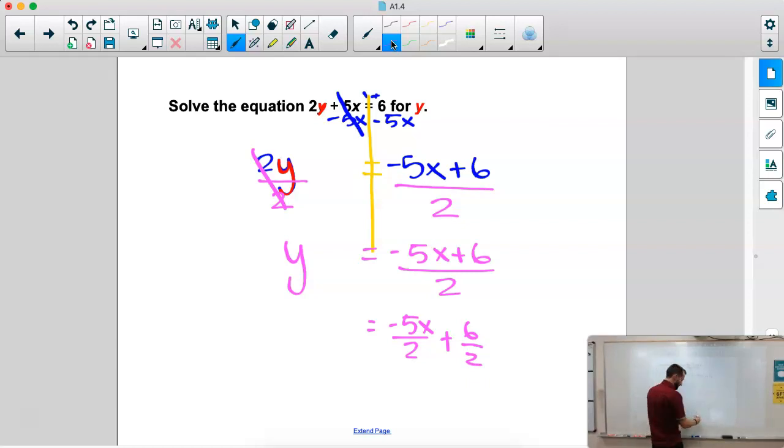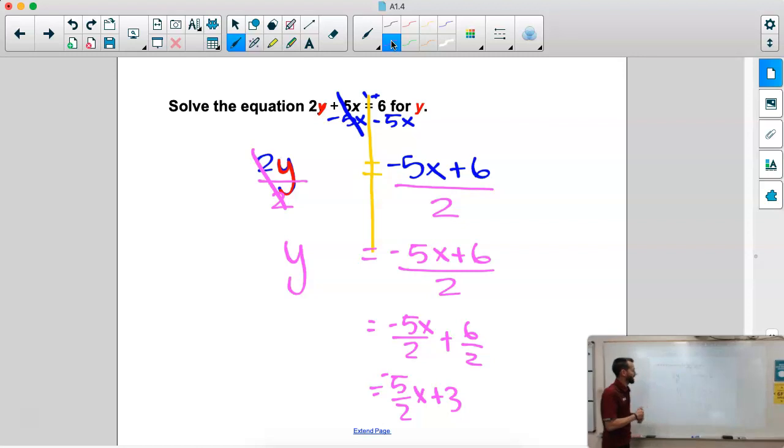And then if you wanted to, you could write it like this, negative 5 over 2 x plus 3. You could write it one of these ways. This is going to be the way you're going to see it most down the road, but you could also do it this other way.